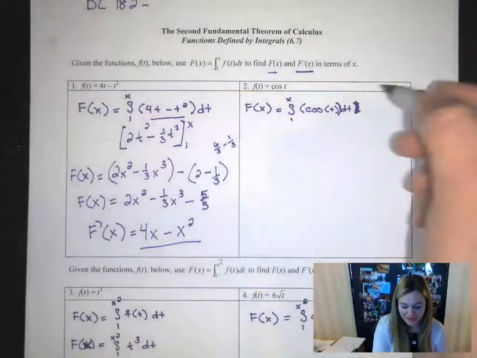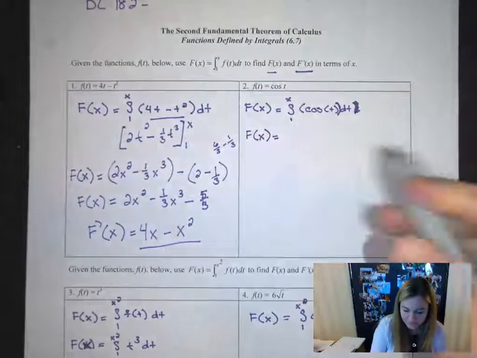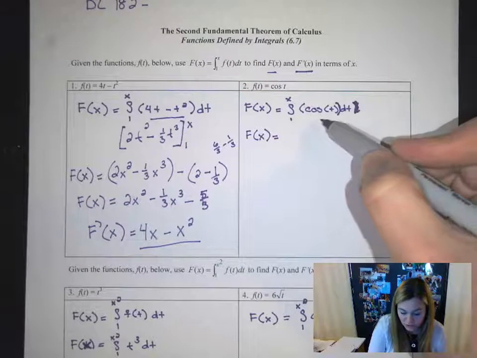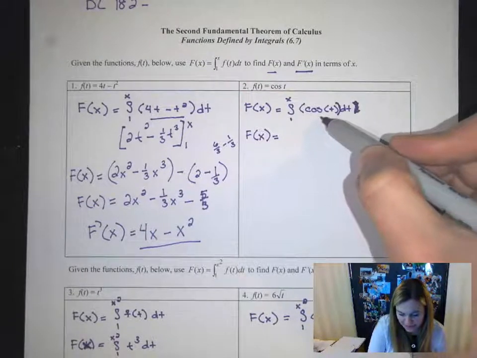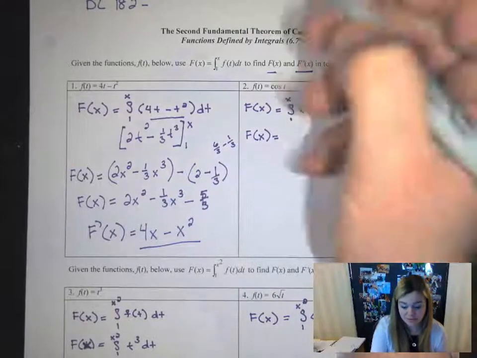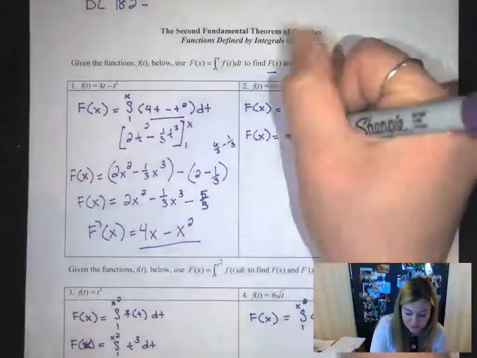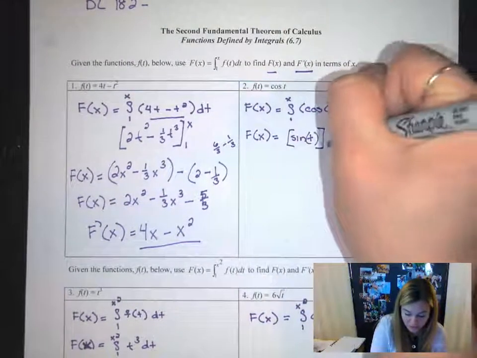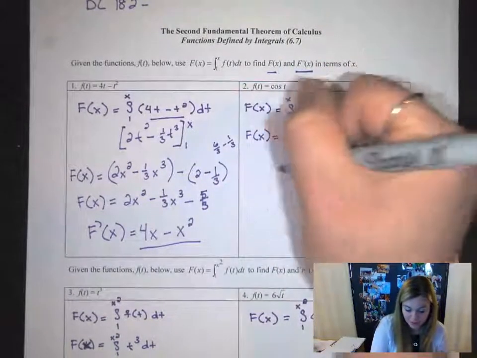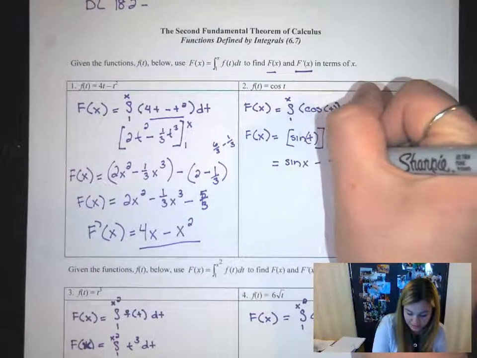So to find F of x in terms of x, what I can do then is I can say, well, what's the antiderivative? The antiderivative of cosine would be just sine, and this is still of t, but I need to evaluate that doing F of b minus F of a from 1 to x. That would be the same thing as sine of x minus sine of 1.